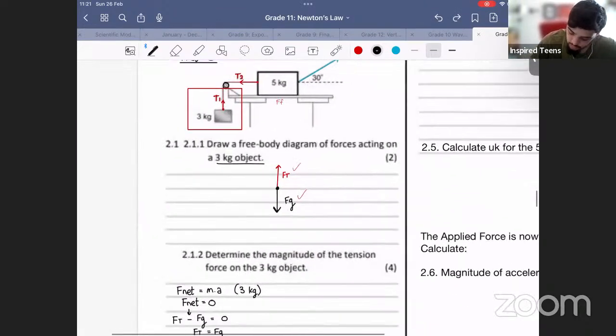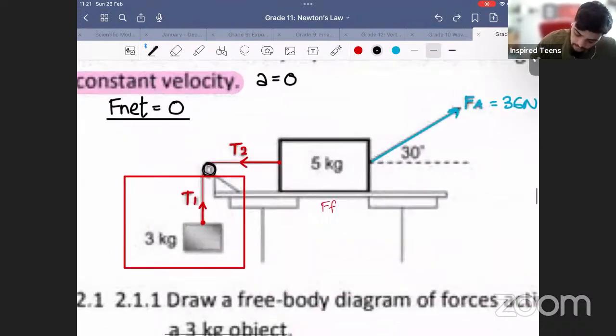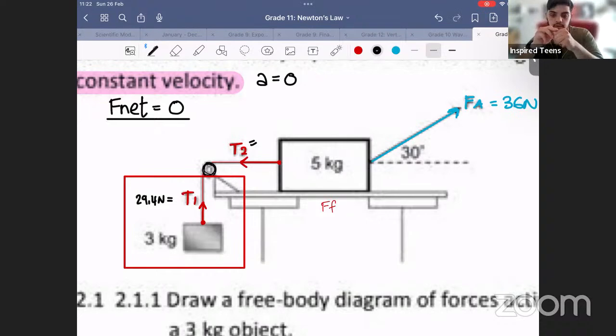What is the value of T2? T1 is 29,4 newtons. What is the magnitude of the tension that's acting on the 5 kg object? The same 29,4 as well. Remember, the tension in each rope remains the same.